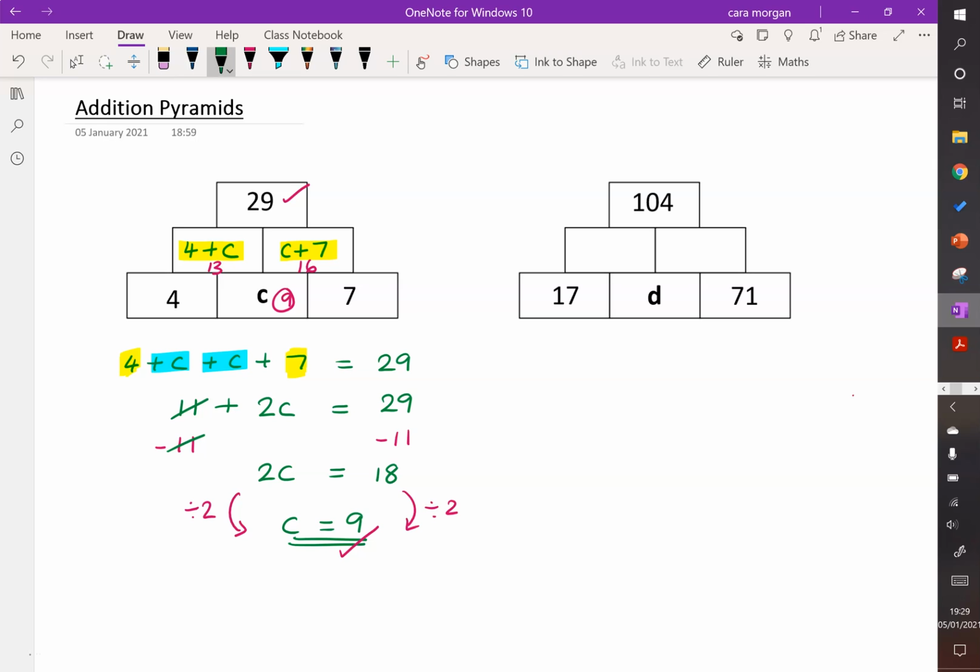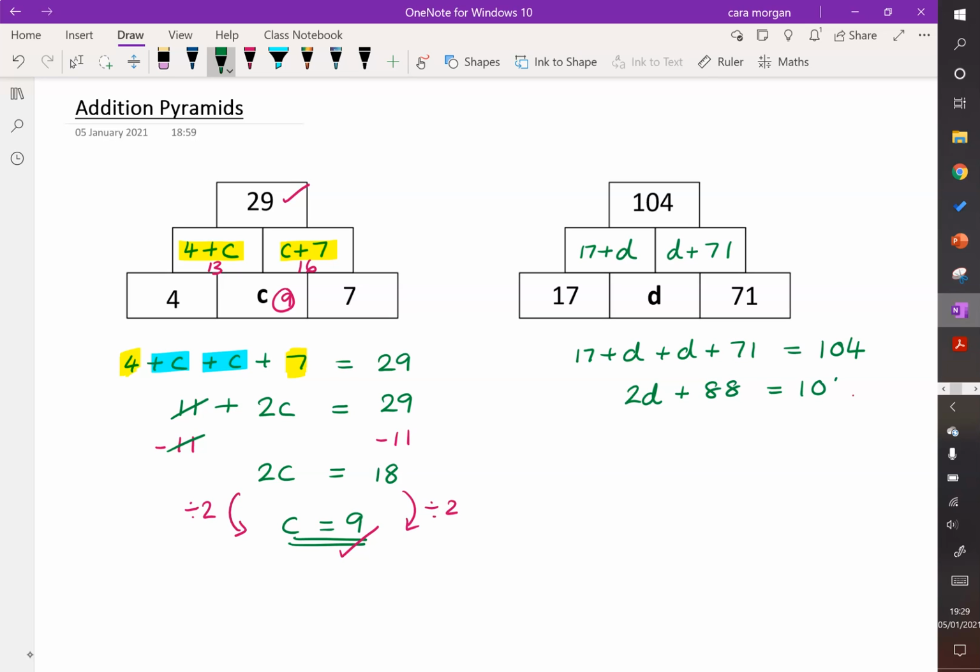Okay, so I'm going to go through this one. I know I've got 17 add D, and I know I've got D add 71. I'm going to add those two bricks together, 17 add D and D add 71, which makes 104. I can see that I've got two Ds, so I'm going to write the two Ds first. It doesn't really matter the order. And then I've got 71 add 17. Well, 71, 81, that's 88.